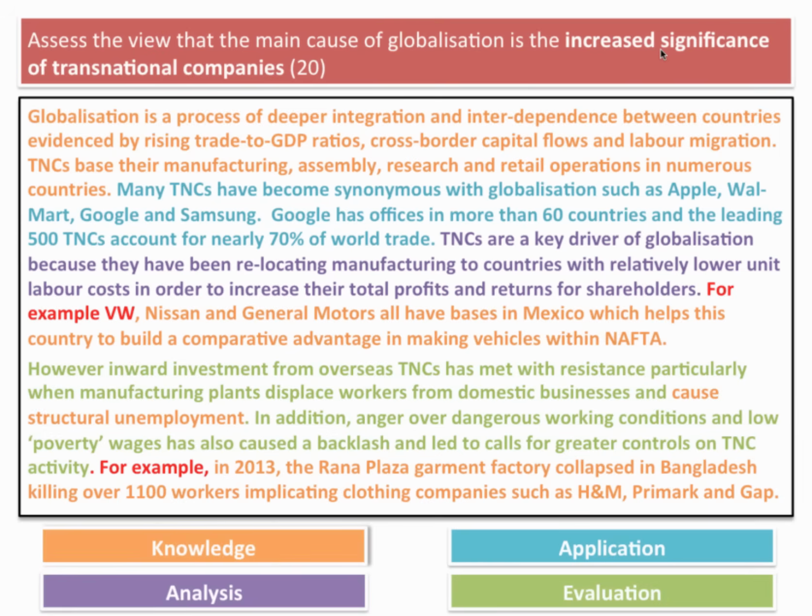However, I argue that there's been resistance to inward investment from TNCs. Perhaps they displace workers from domestic businesses. They can cause loss of employment. There's been a lot of controversy over working conditions and low wages, calling for controls on capital investment from TNCs. And I finished my section there with an example. The awful, the terrible factory collapse in Bangladesh. The Rana Plaza garment factory killed over 1,000 workers and brought into the open across the world the kind of employment practices of quite a few companies, including Primark and Gap.